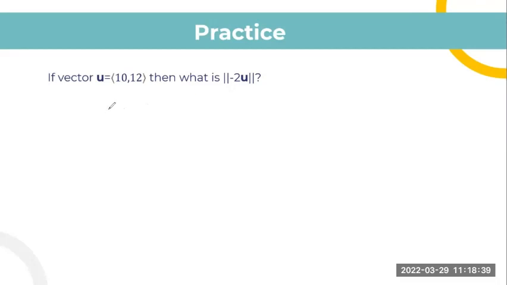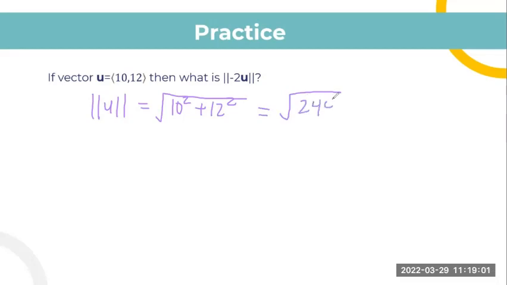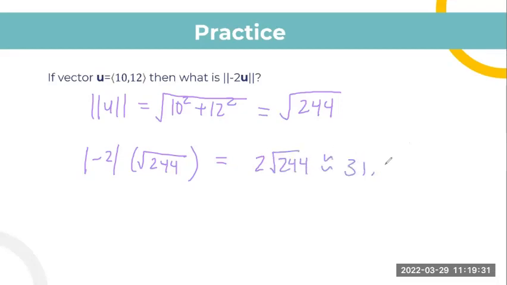So first thing you can do is find the magnitude of u. So that'd be 10 squared plus 12 squared, all under a radical. And that'd be 100 plus 144 under a radical, and that would get you square root of 244. And then you can multiply that by 2 or negative 2, which that comes out to 31.24.